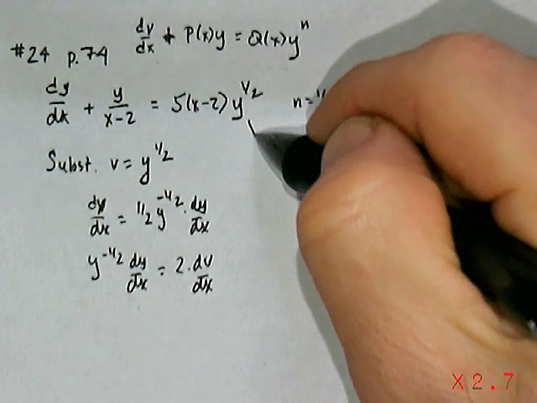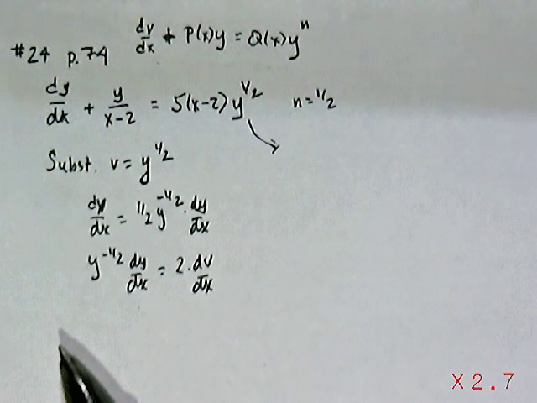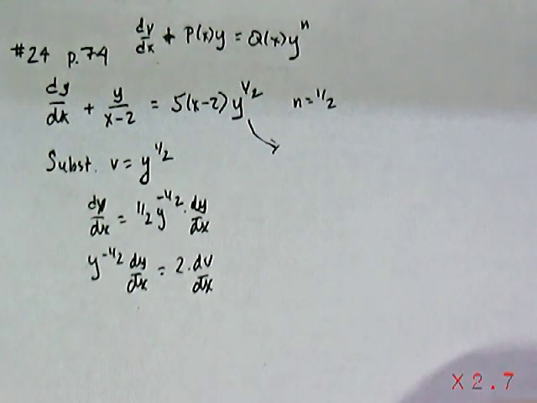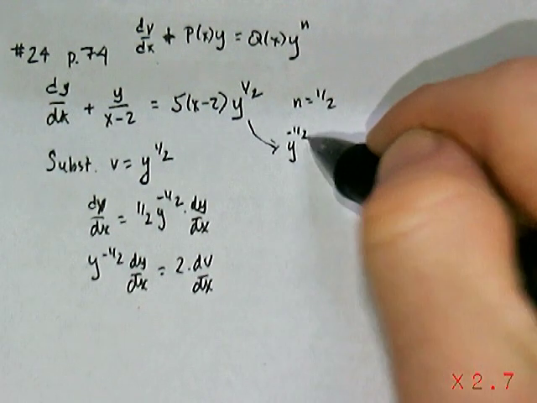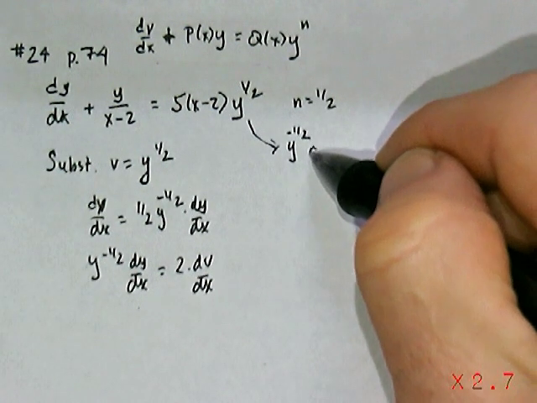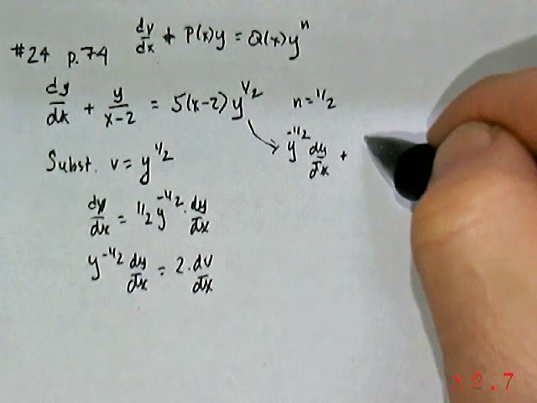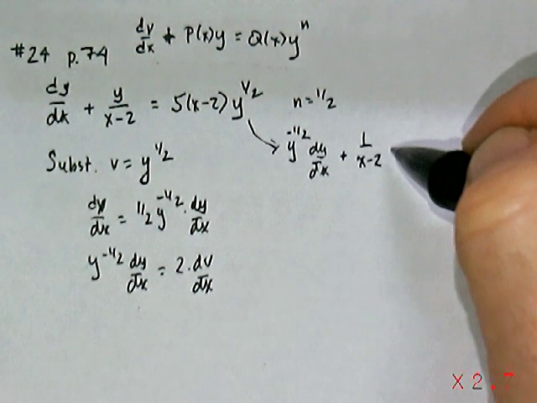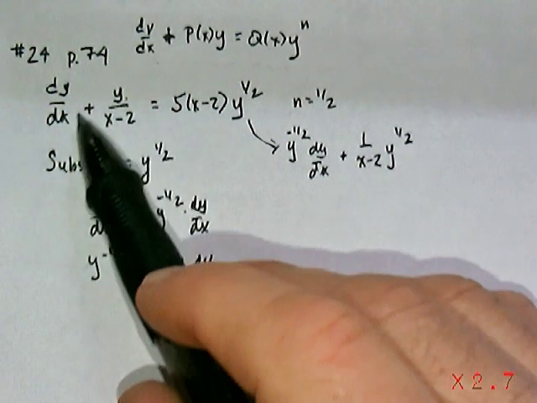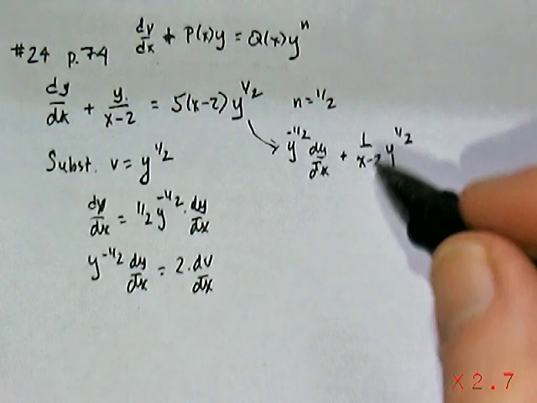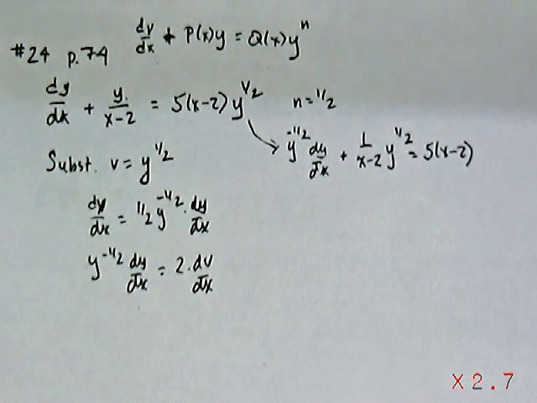Because we go back to the original equation here and realize that if we were to divide by y to the 1/2, or multiply by y to the negative 1/2, this equation really becomes y to the negative 1/2 power times dy/dx plus 1 over x minus 2 times y to the 1/2 power, because this is to the first power and we're multiplying through by y to the negative 1/2. And then that will give us just 5 times x minus 2 on the right hand side.